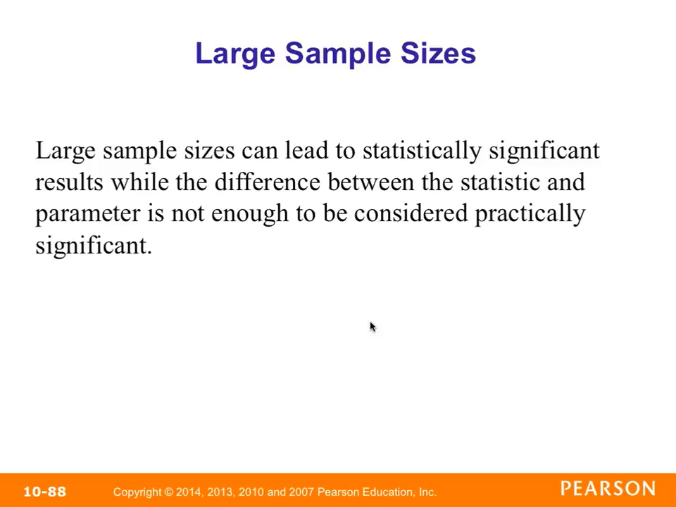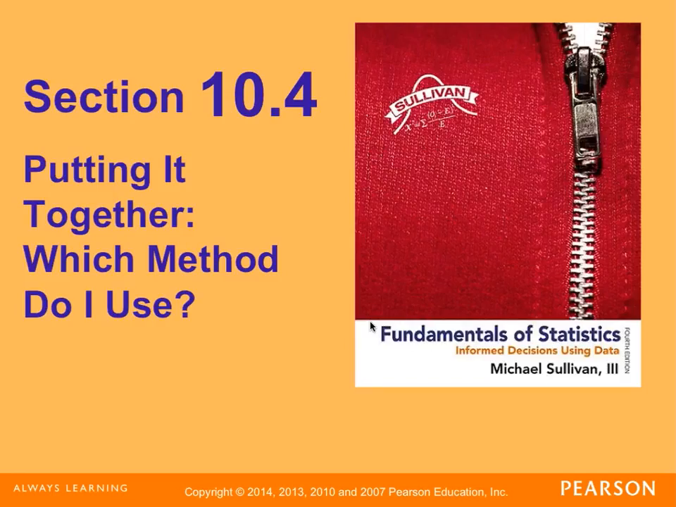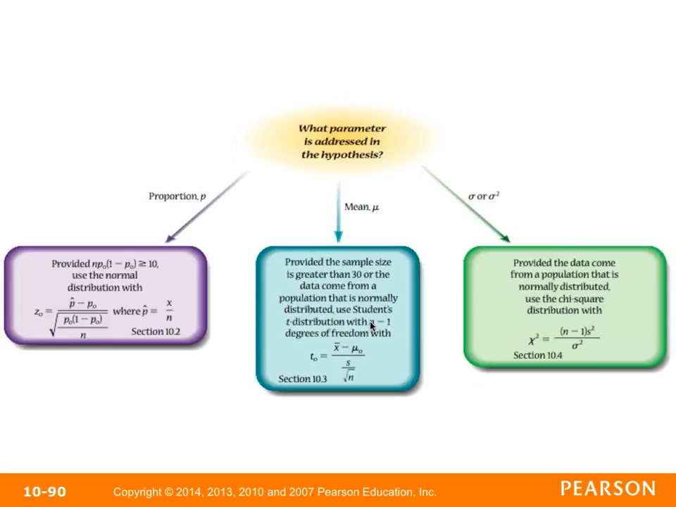So this is kind of something that can happen with large sample sizes. Large sample sizes can often lead to statistically significant results, even though there is no difference between the statistic and parameter to be considered practically significant. Now in section 10.4, there's not actually anything new, but what I want to go through in this section is just recap what we had done.